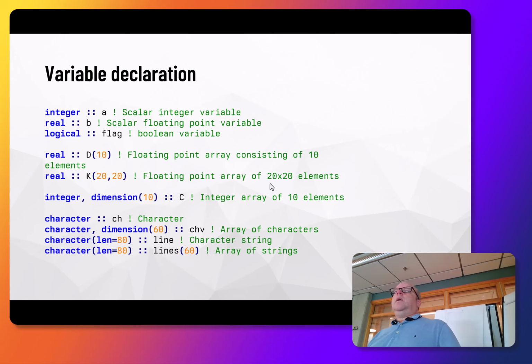You can quickly allocate arrays by specifying a parenthesis after the variable name. That will create a one-dimensional array consisting of 10 elements. Two-dimensional array, 20 by 20, same thing. There is a second form of that. That is, you can do integer, and then you can give an attribute called dimension 10, and then you can declare a C, which will then be a 10-element array.